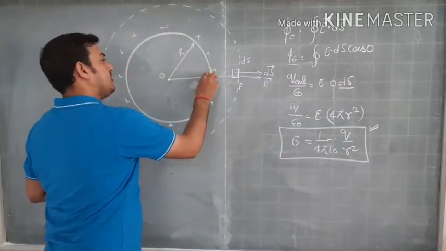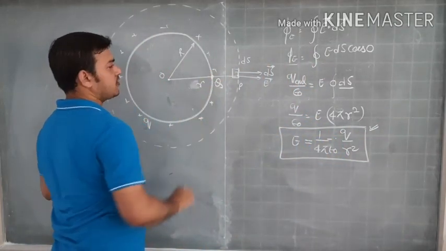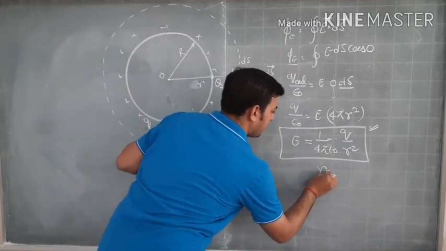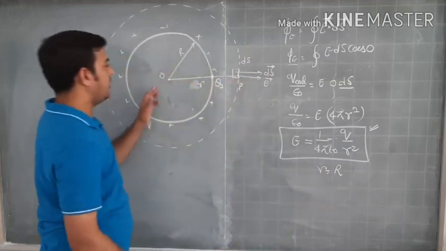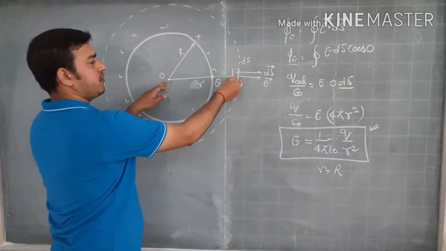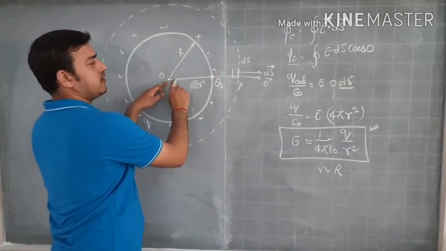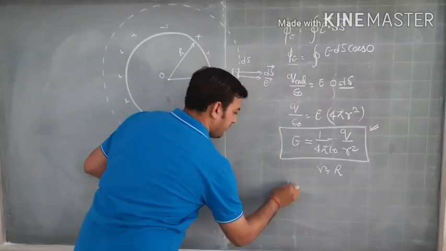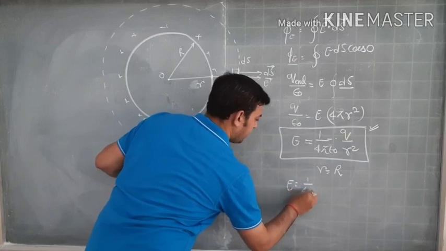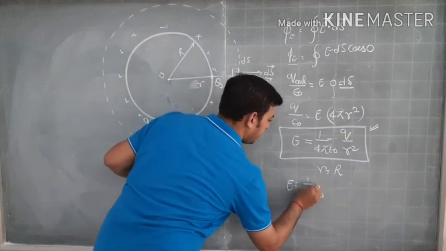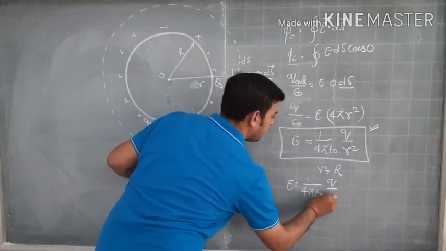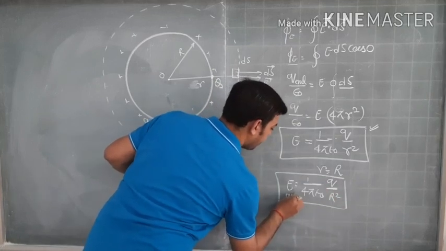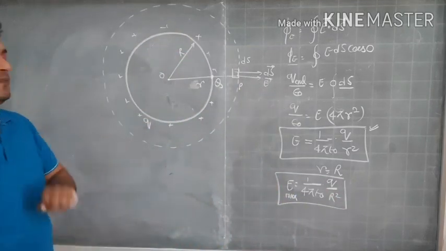Now if I need to find the electric field on the surface of the shell, if I shift the point here, my small r will be equal to capital R. So my point shifts from here to here, and this distance reduces from r to the radius of the shell, and if I place it here, I will get 1 by 4 pi epsilon naught Q by capital R square, and this is the maximum field due to this shell.